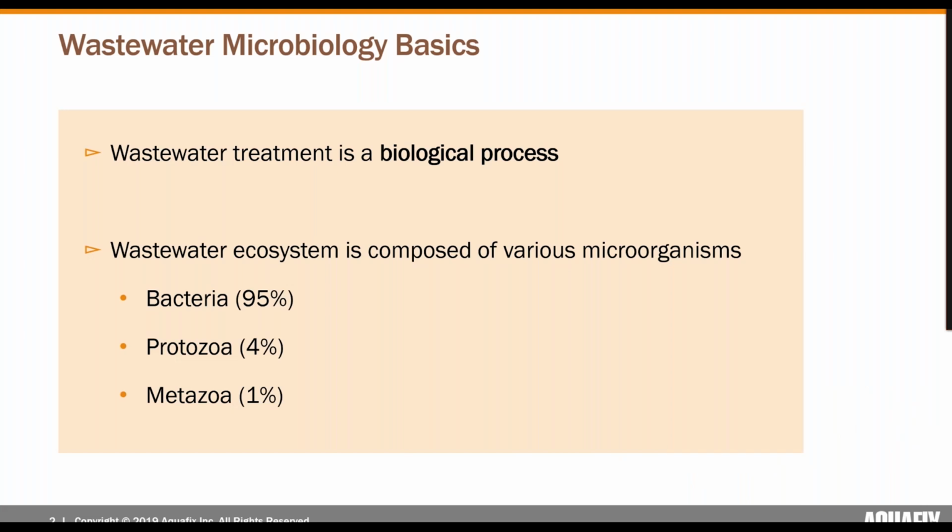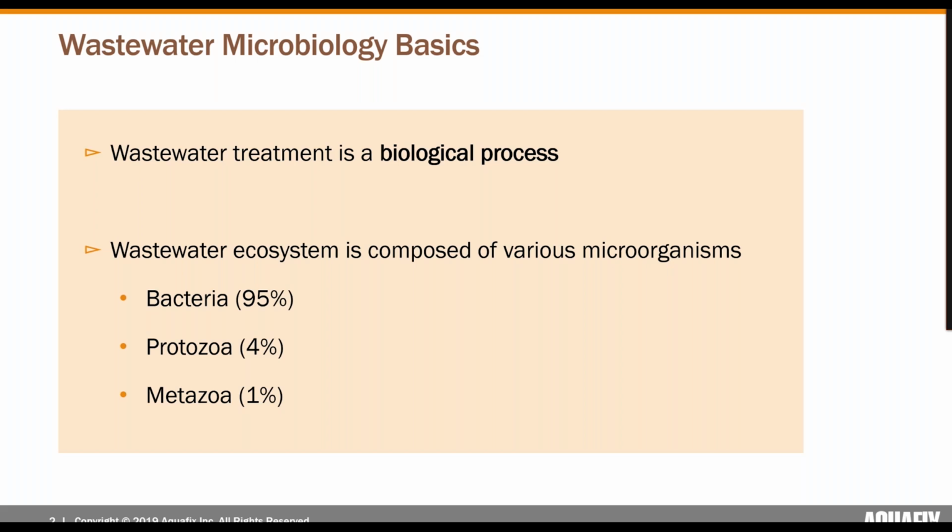To start off with this presentation, it's going to be important to remember that wastewater treatment is primarily a biological process. And so this process is going to be made up by a multitude of different microorganisms. These microorganisms can be broken down into three distinct groups, including bacteria, protozoa, and metazoa. As you can see on the slide, bacteria are going to make up the vast majority of wastewater biomass, and that's at 95% of total biomass. Where protozoa and metazoa are going to make up less biomass in comparison at 4 and 1% respectively.